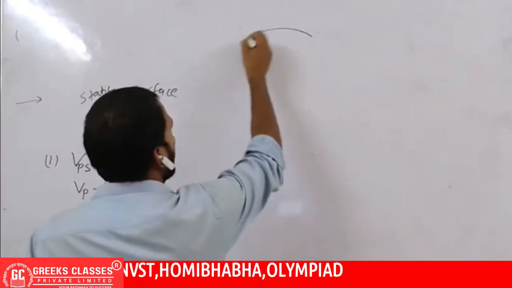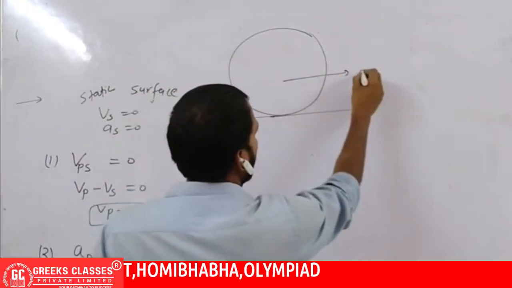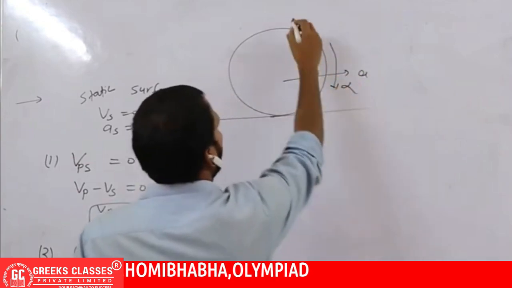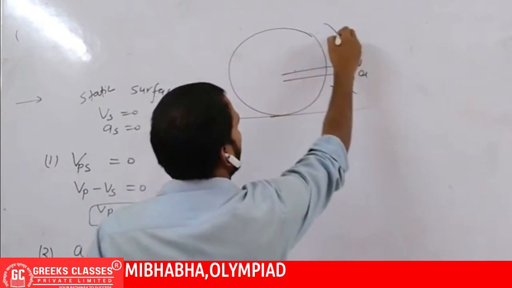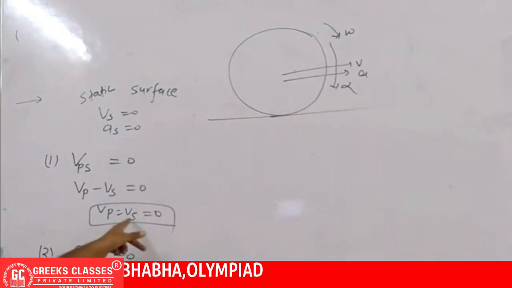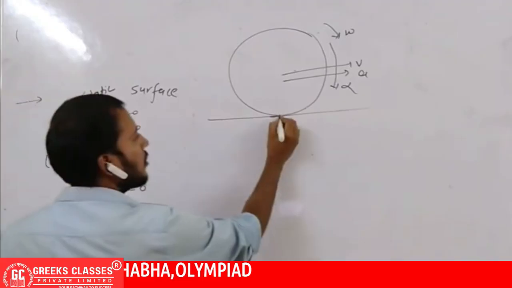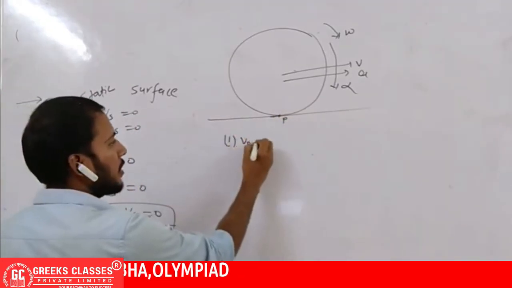Now this is our body and this is the surface. It has acceleration A, angular acceleration alpha, velocity V and angular velocity omega. So the first condition is velocity of P equal to velocity of S equal to 0. This is our point P. So the first condition is Vp equal to 0.